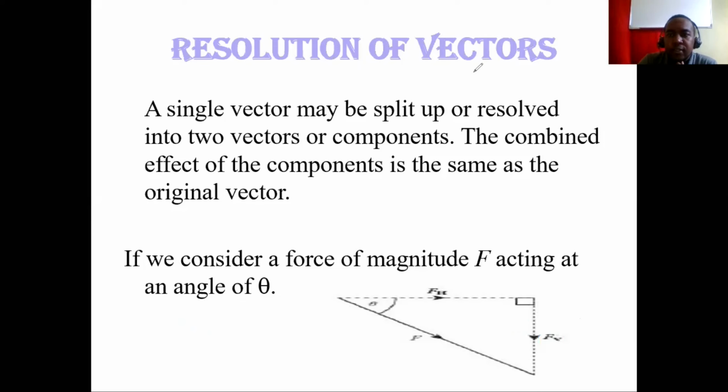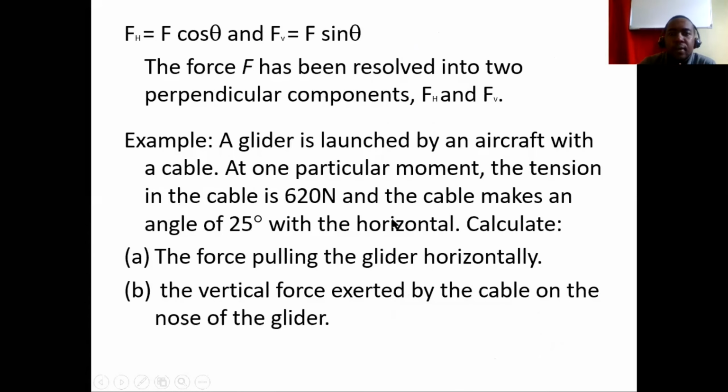All right, so let's move forward. We get those two there. Let's look at this example. A glider is launched by an aircraft with a cable. At one particular moment, the tension in the cable is 620 newtons, and the cable makes an angle of 25 degrees with the horizontal. Calculate the force pulling the glider horizontally and the vertical force exerted by the cable on the nose of the glider.